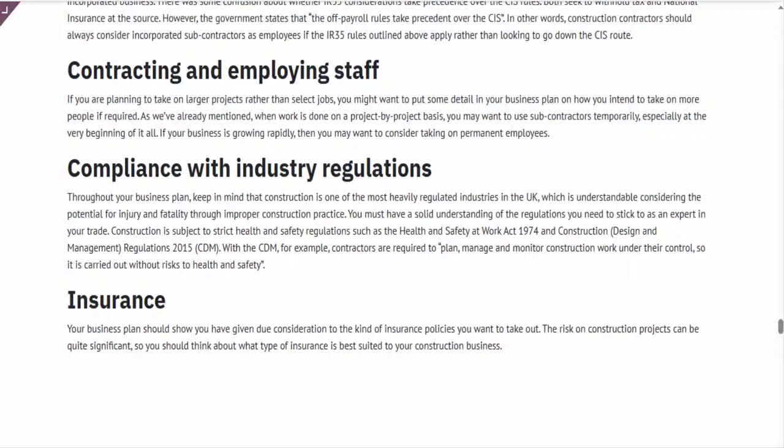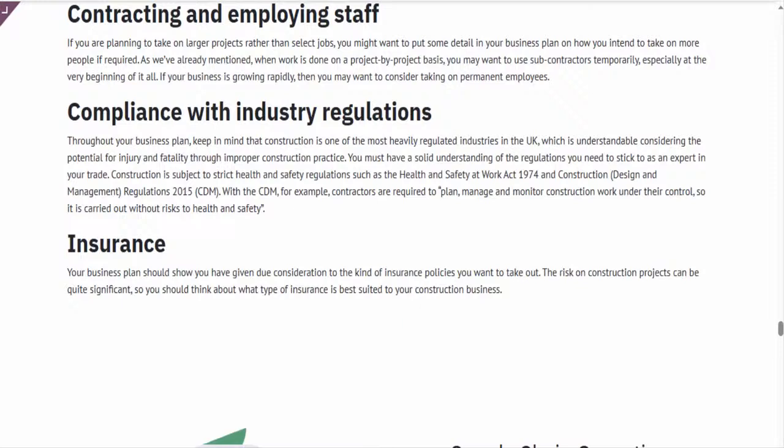Compliance with industry regulations. Throughout your business plan, keep in mind that construction is one of the most heavily regulated industries in the UK, which is understandable considering the potential for injury and fatality through improper construction practice. You must have a solid understanding of the regulations you need to stick to as an expert in your trade. Construction is subject to strict health and safety regulations such as the Health and Safety at Work Act 1974 and the Construction, Design and Management Regulations 2015, CDM. With the CDM, for example, contractors are required to plan, manage and monitor construction work under their control, so it is carried out without risks to health and safety.